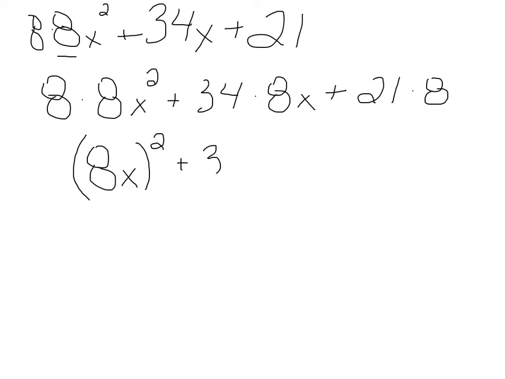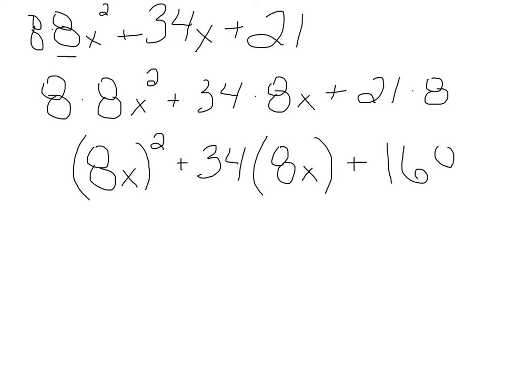In our middle term, let's leave the 34 and the 8 alone, so we'll have 34 times 8x. And then we can go ahead and multiply 21 times 8, which is equal to 168. Now is when we need to do our substitution. So in this problem, we will make n equal to 8x.